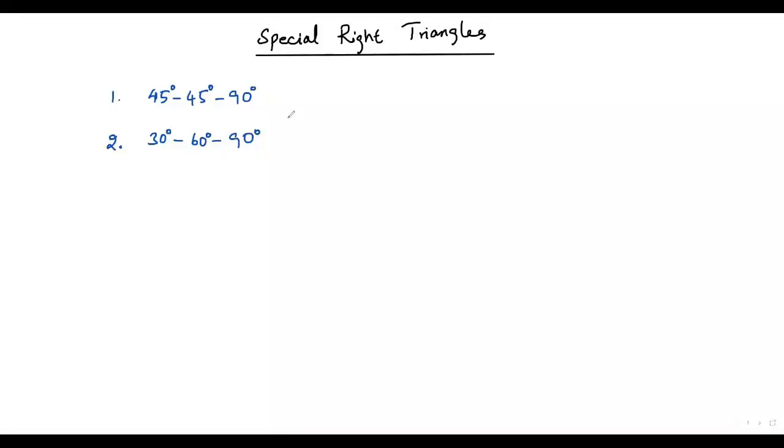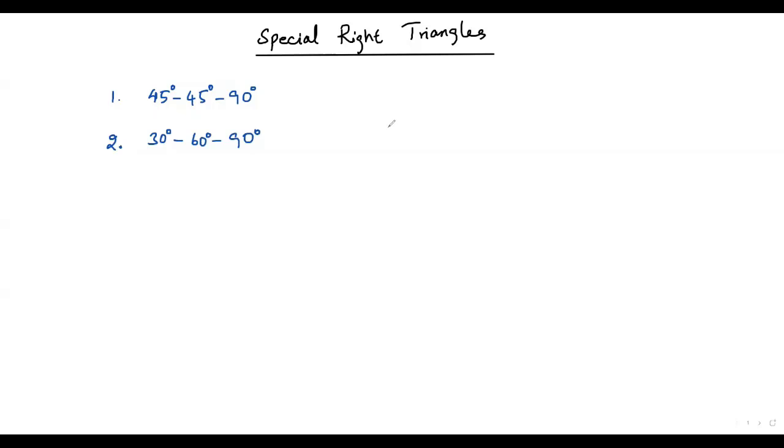Hi, in this video we are going to see about special right triangles. There are two types of special right triangles. One is the 45, 45, 90 special right triangle, and the other one is the 30, 60, 90 special right triangle. So what is 45, 45, 90?